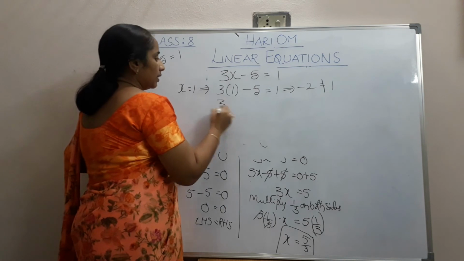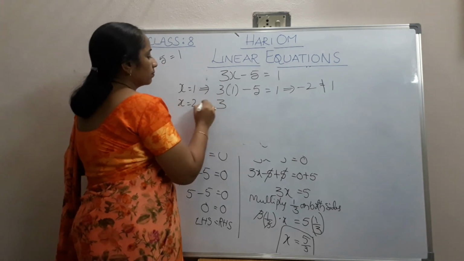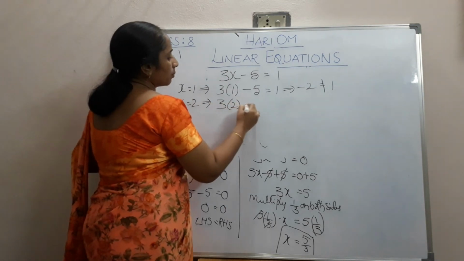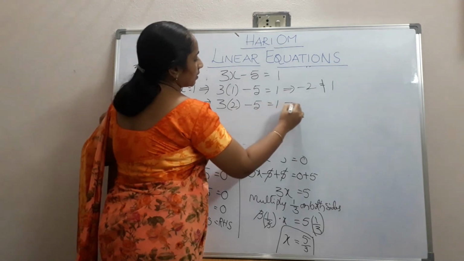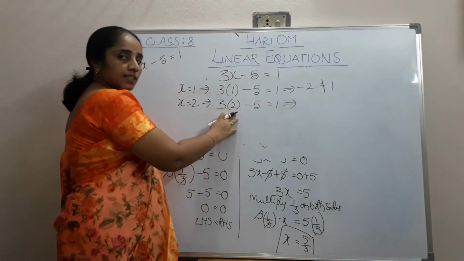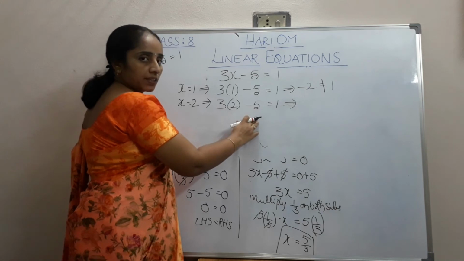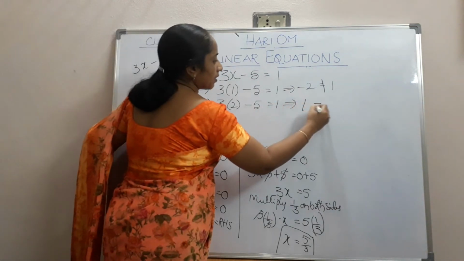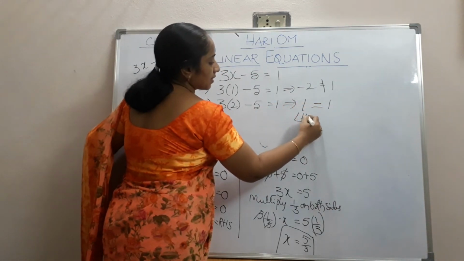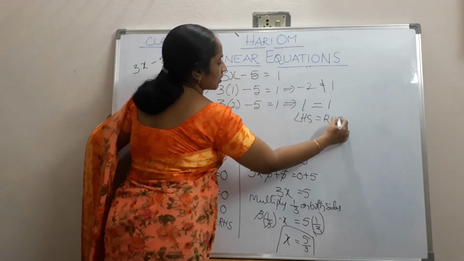Now, x equal to 2. 3 into 2 minus 5 is equal to 1. 3 into 2 is 6, 6 minus 5 is 1. So 1 is equal to 1. LHS is equal to RHS.